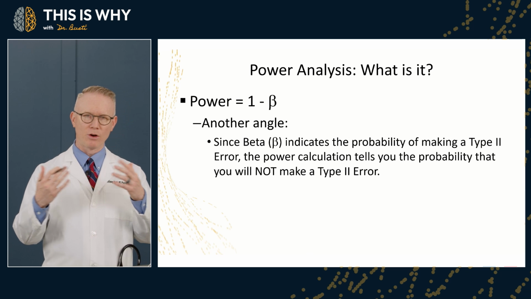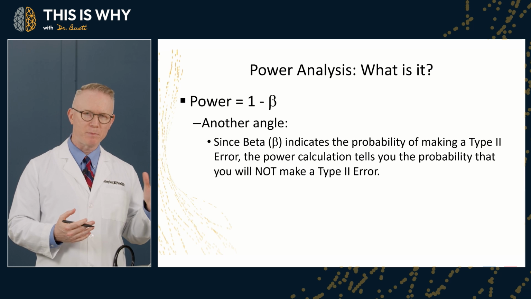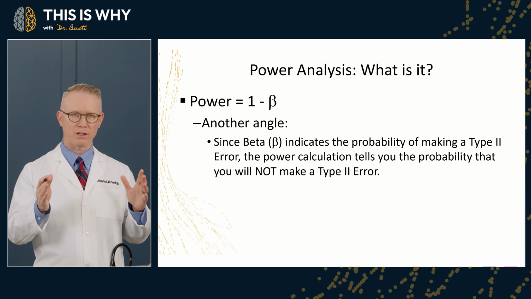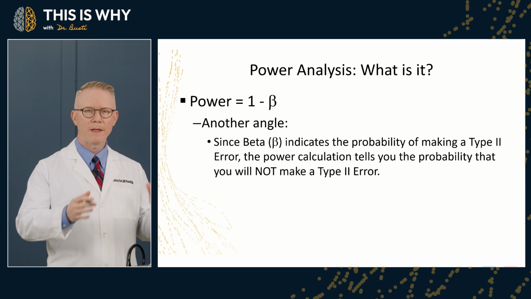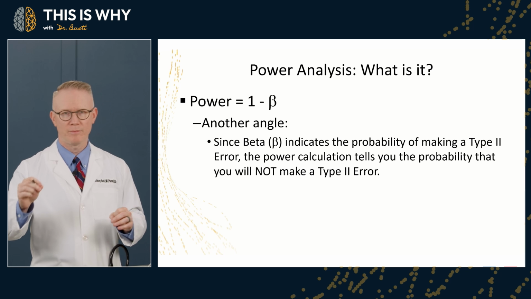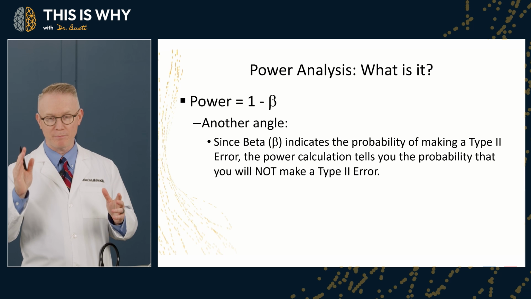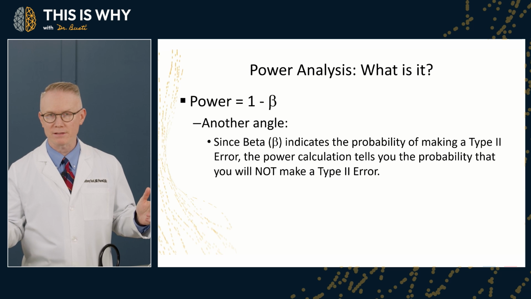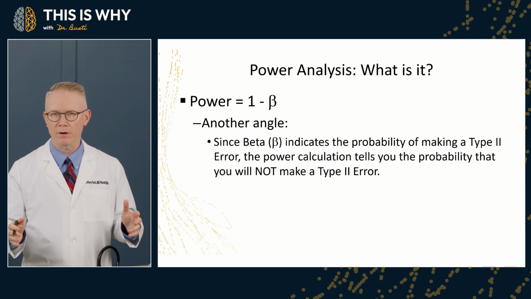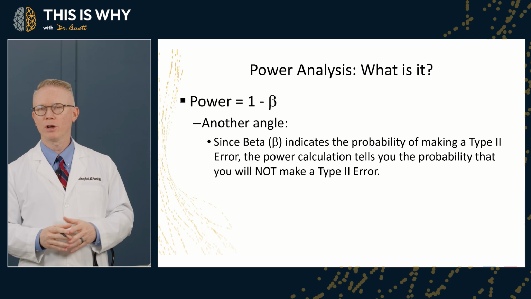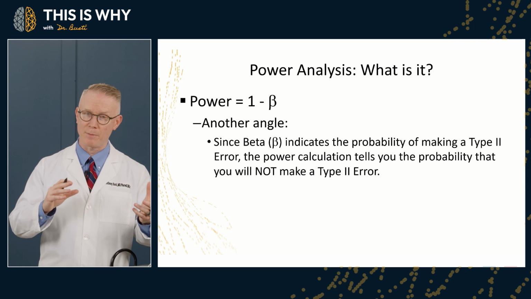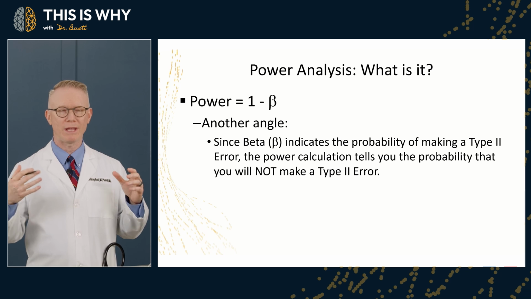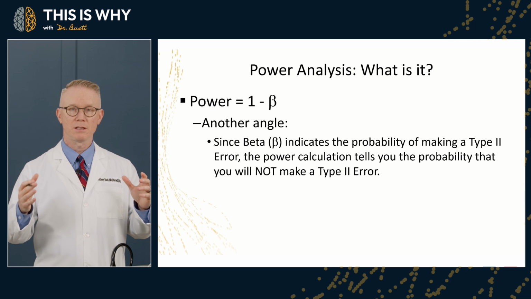Another angle on this: since beta indicates the probability of making a type 2 error, the power calculation, 1 minus beta, tells you the probability that you will not make a type 2 error, because that's what beta is. And remember, the smaller that number of beta, the larger your power is. I know I'm saying some of these things a couple times, and it might sound like confusing language, but the reality is I'm saying the same things different ways.